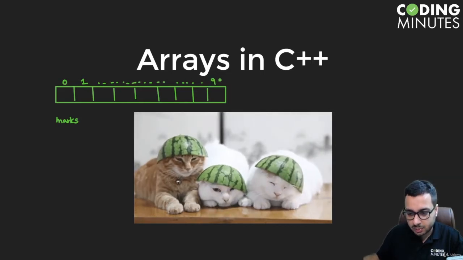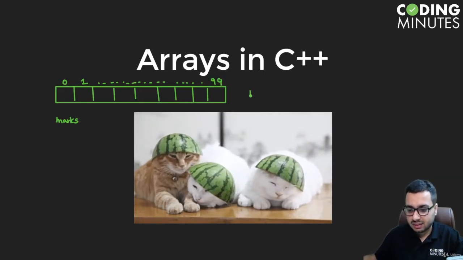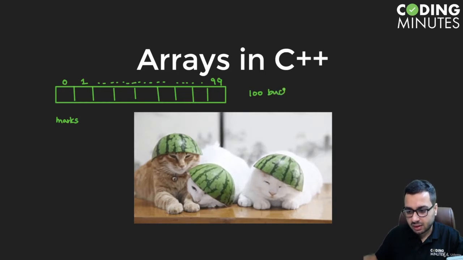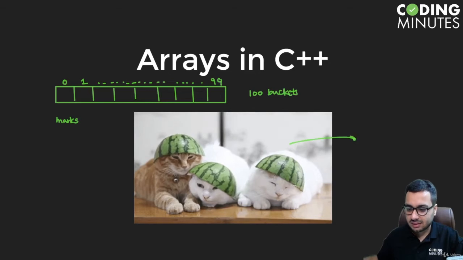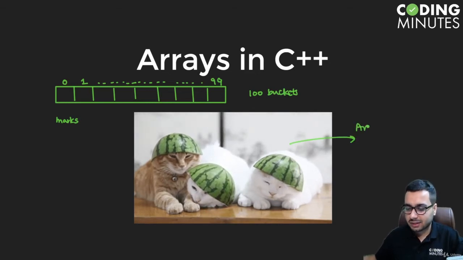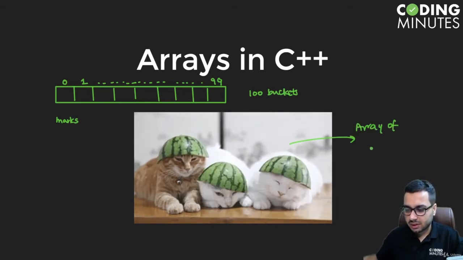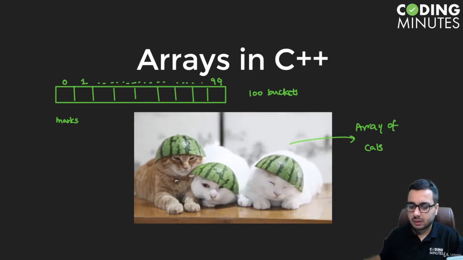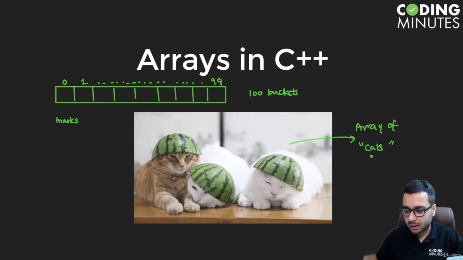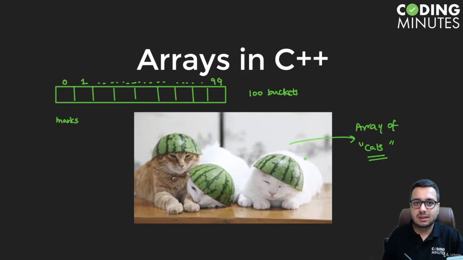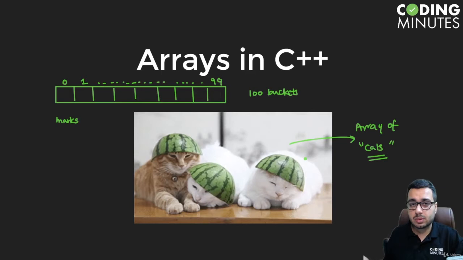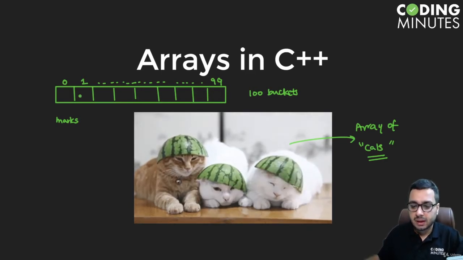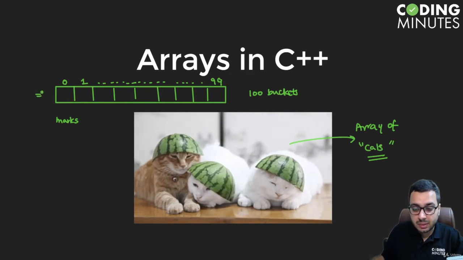So the last index would be 99, and we can say we have 100 buckets which are lying linearly in the memory. Similarly, I can say this looks like an array of cats. Okay, so instead of having a simple data type, we are having a different kind of data type where each element is of the type cat, and each cat can have different attributes, maybe a cat height, maybe a cat color, maybe a cat type. Okay, but for now let us just focus on simple array.